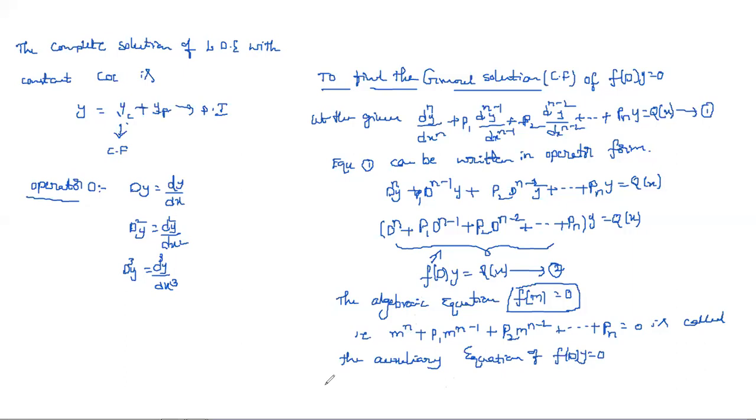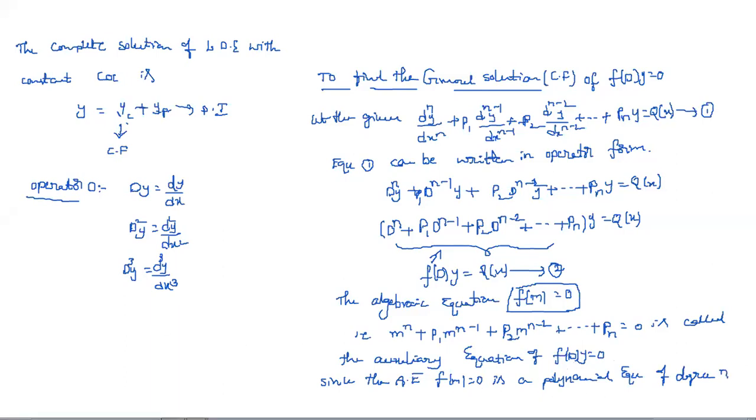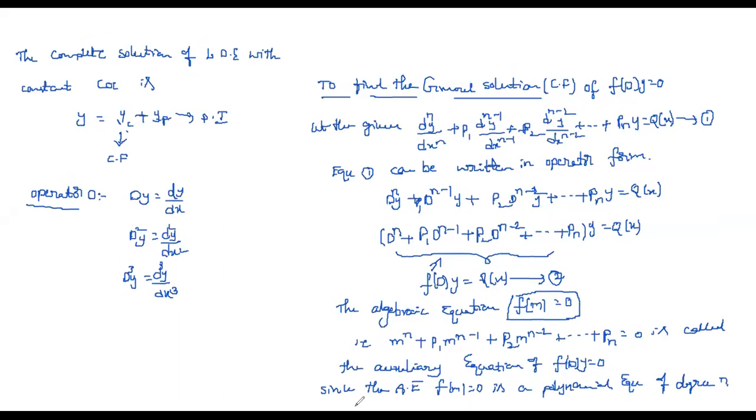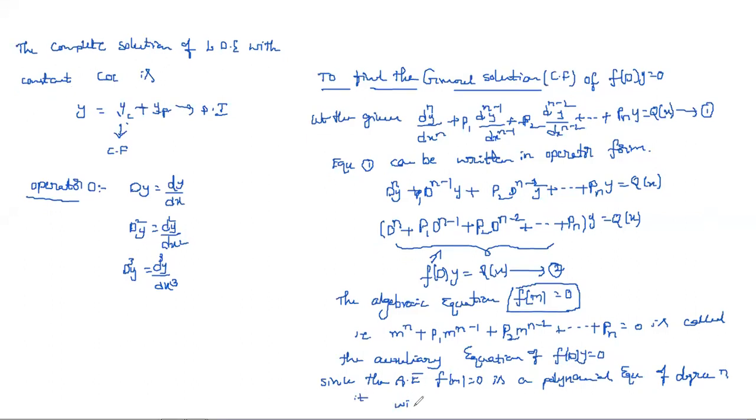So here you can write, since the auxiliary equation f of m is equal to 0 is a polynomial equation of degree n, then obviously how many roots will we get? It will have n roots, right? Those n roots may be real roots or complex roots. So based on those roots, we have to find the complementary function.